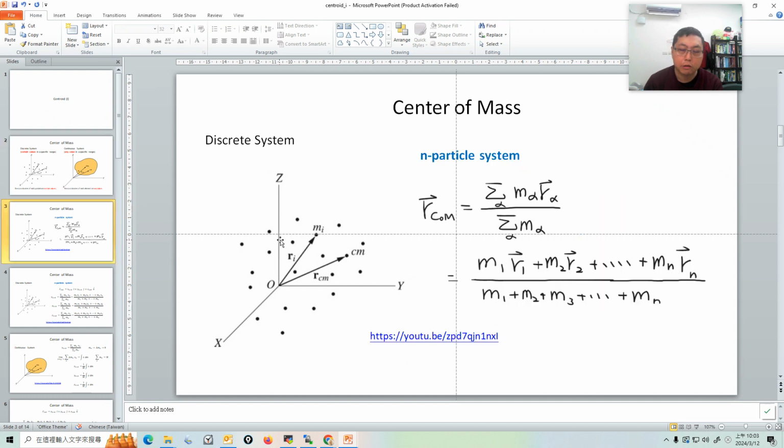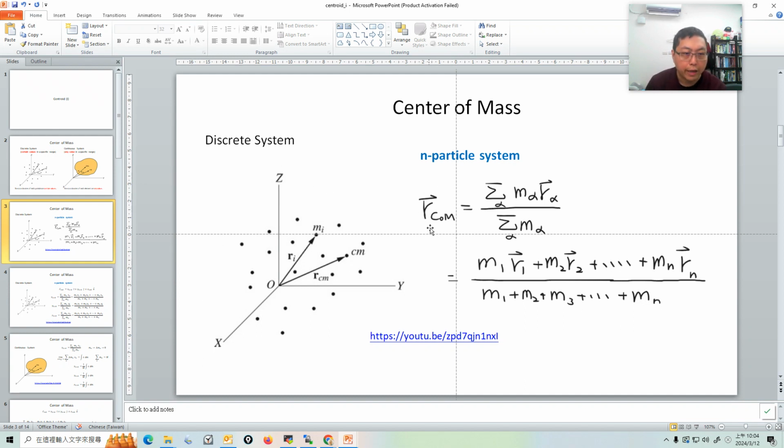Let's start with the discrete system. Suppose we have many discrete particles in a system, and each particle has a position vector and a mass. The center of mass of this discrete system is mass 1 times position vector 1, plus mass 2 times position vector 2, plus mass 3 times position vector 3, and so on, doing the summation and dividing it by the total mass, m1 plus m2 plus m3 up to mn.